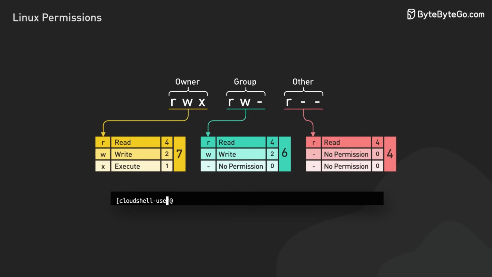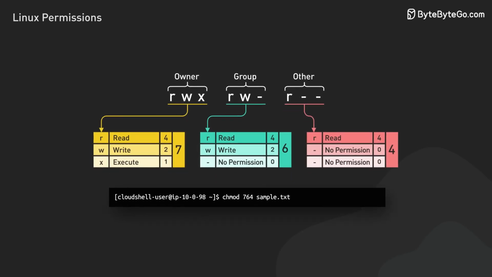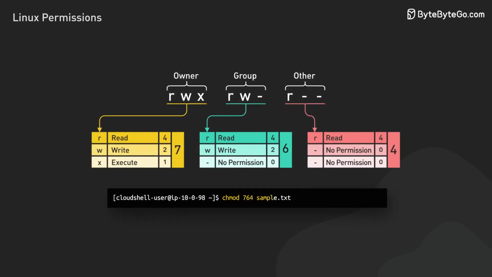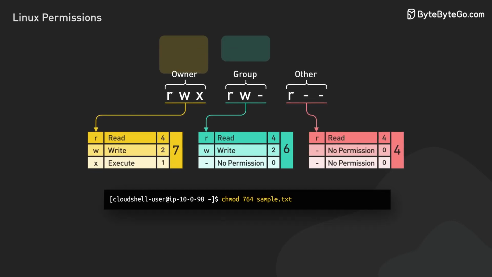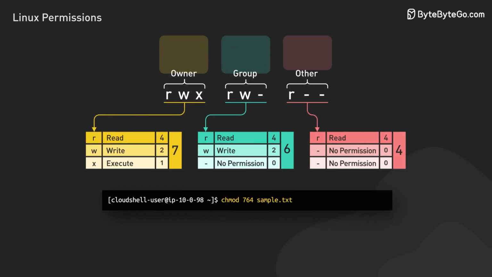Using the chmod command, you can set these permissions like this: chmod 764 and the file name. The owner can read, write, and execute the file. The group can read and write, and others can only read.